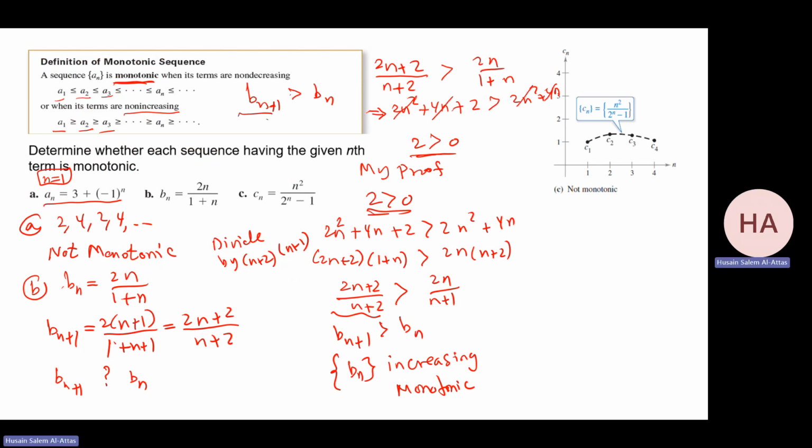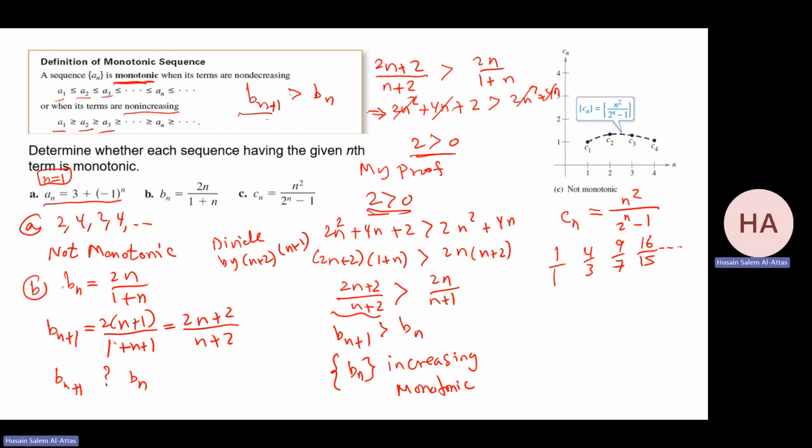Is it always correct? Can we do it this way? No. For example, this case, cn is very complicated to do this way. Actually, if you try to find the values, at n equals 1 you have 1 over 1. Then you have 4 over 3. Then 9 over 7. You have 16 over 15, and so on.